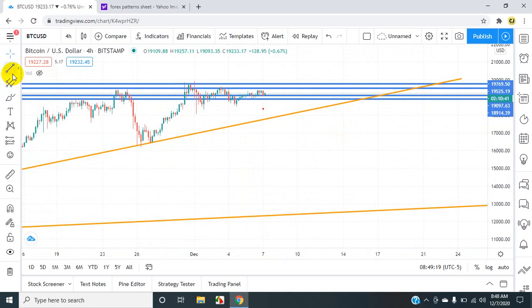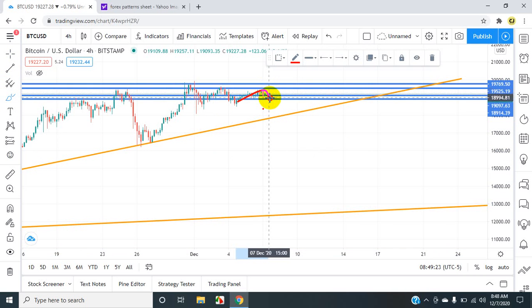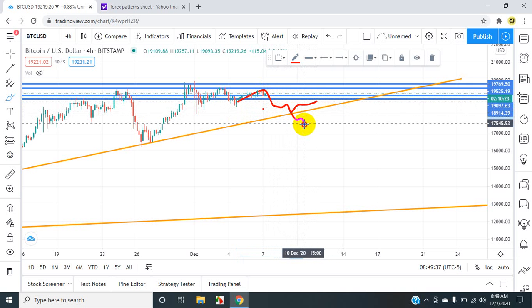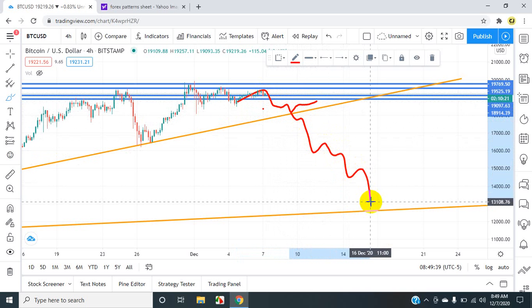So we're looking for price to break through this support line. We're looking for price to come back over this way to the trend line. If they end up riding it back up, it rides back up. If not, it'll probably just break through this and create lower lows.